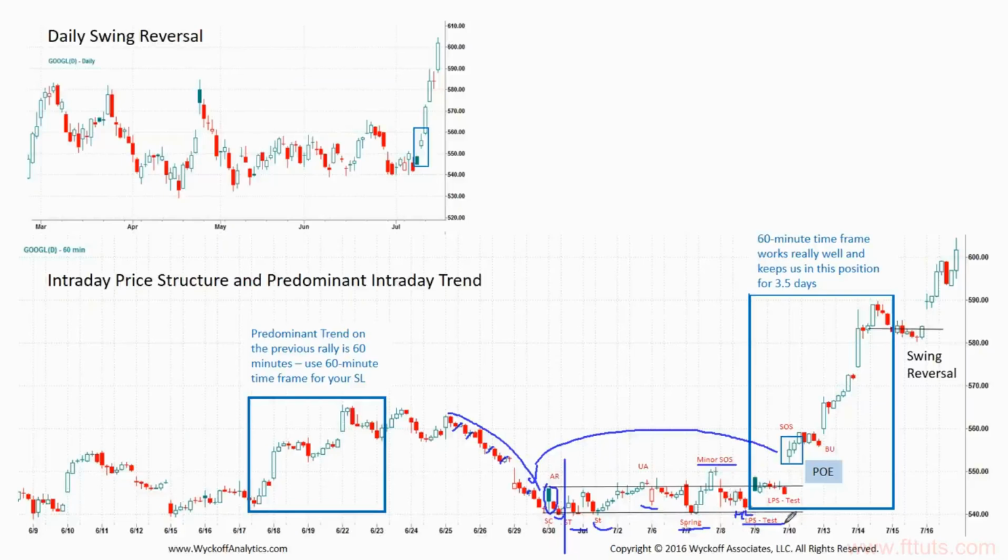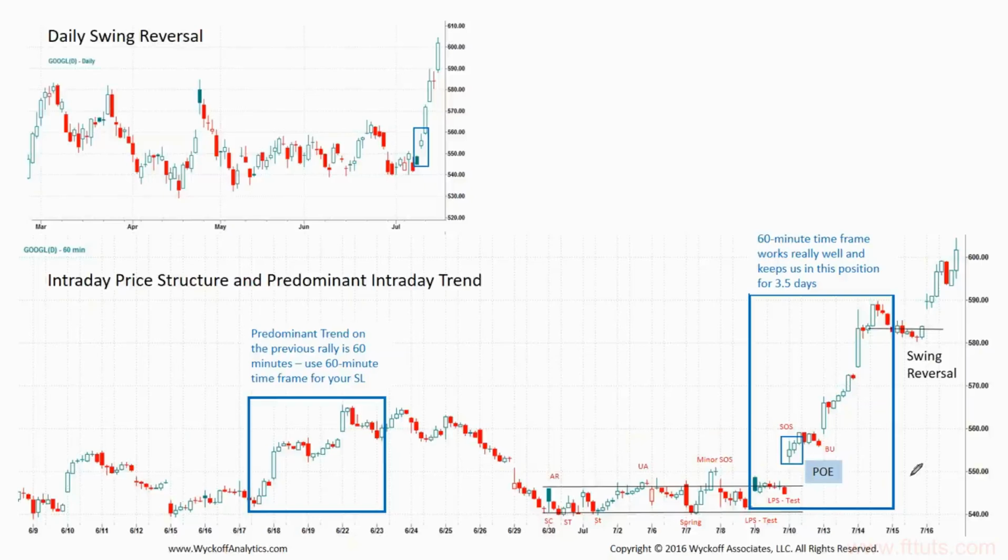So we'll label it LPSY test of the spring. Next one, LPSY test of the spring. Final commitment above, sign of strength, and a backing up action, which does not even come back to the support, and that shows a strong structural strength.